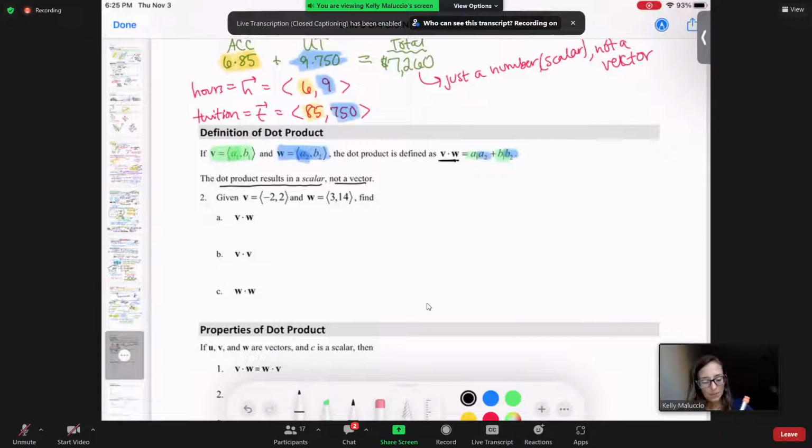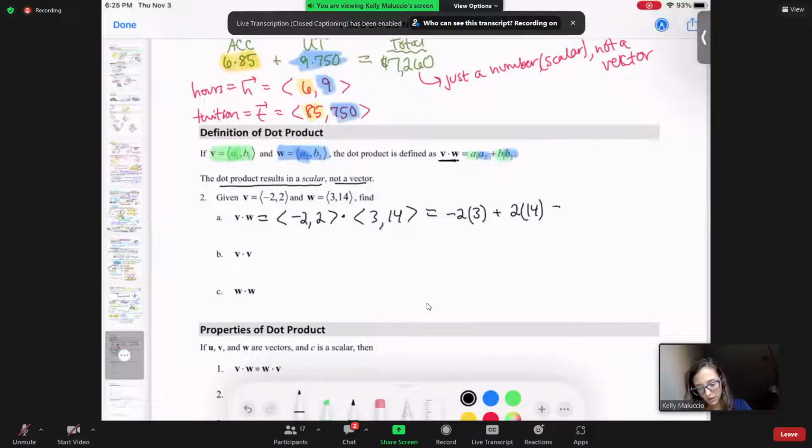So first these examples. If I just have V dot W, then I have -2, and you can write it like this, though you don't have to rewrite it. This is just -2 times 3 plus 2 times 14. So -6 plus 28. Mental math is hard. So this is just 22.